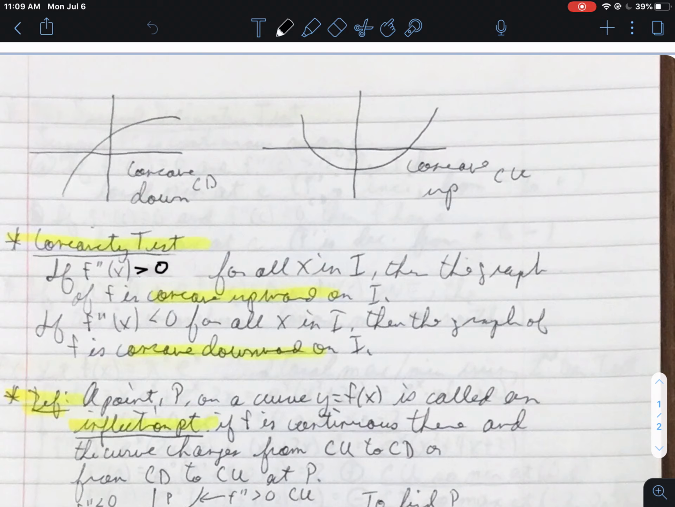So put your hand palm down and then trace the curve with your fingers. And if your fingers want to curl down, the graph is concave down. As soon as your fingers want to start bending back up, you're concave up. Okay?